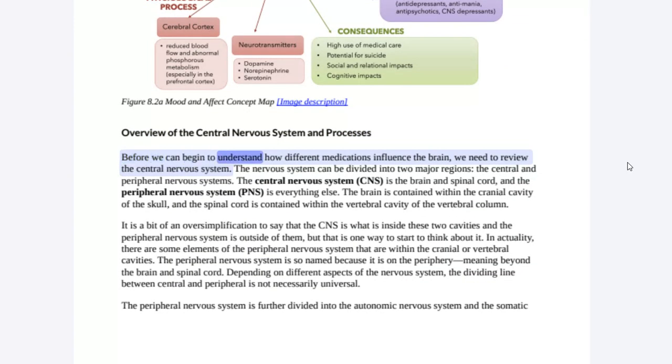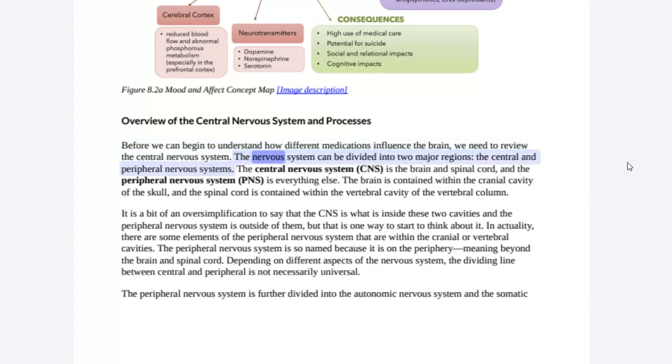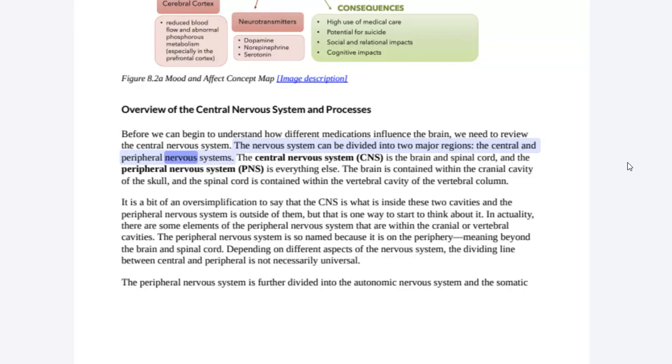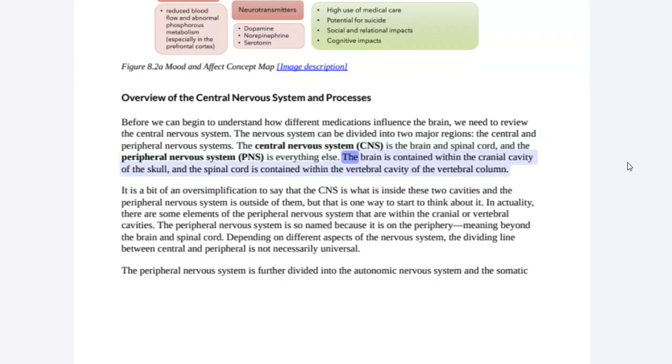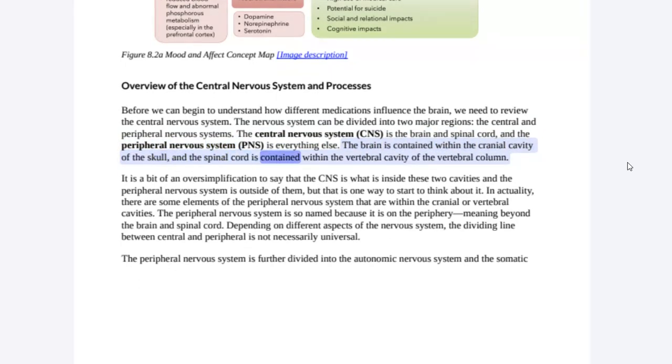Before we can begin to understand how different medications influence the brain, we need to review the central nervous system. The nervous system can be divided into two major regions, the central and peripheral nervous systems. The central nervous system is the brain and spinal cord, and the peripheral nervous system is everything else. The brain is contained within the cranial cavity of the skull, and the spinal cord is contained within the vertebral cavity of the vertebral column.